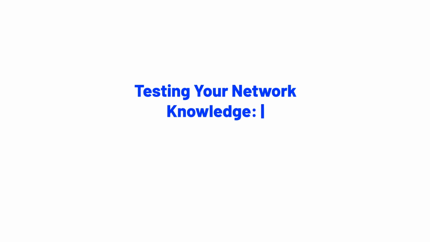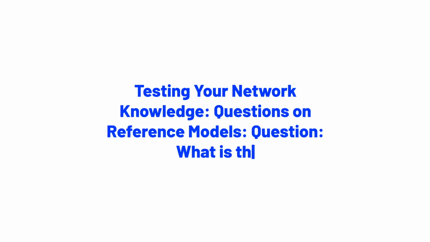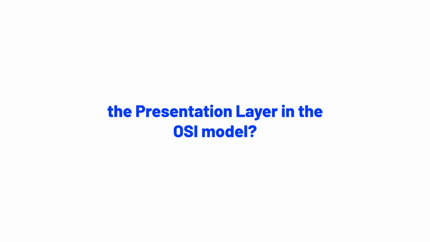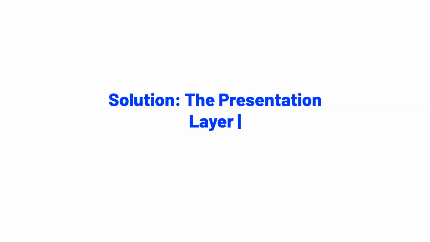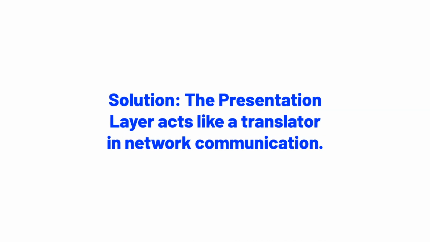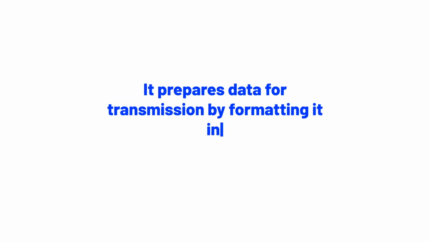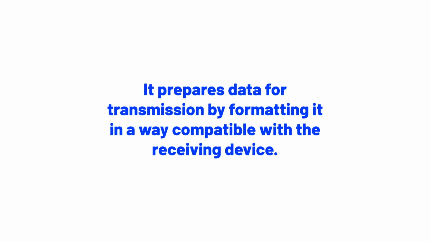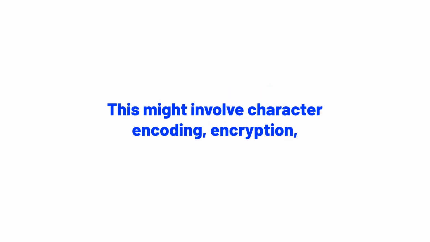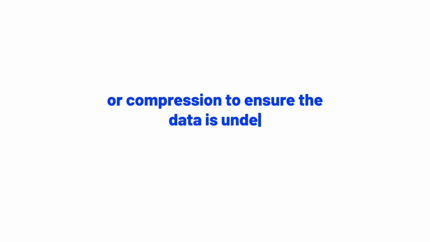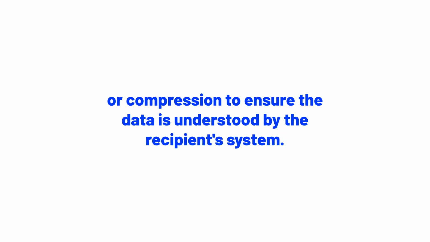Testing your network knowledge. Questions on reference models. Question: what is the role of the presentation layer in the OSI model? Solution: the presentation layer acts like a translator in network communication. It prepares data for transmission by formatting it in a way compatible with the receiving device. This might involve character encoding, encryption, or compression to ensure the data is understood by the recipient's system.